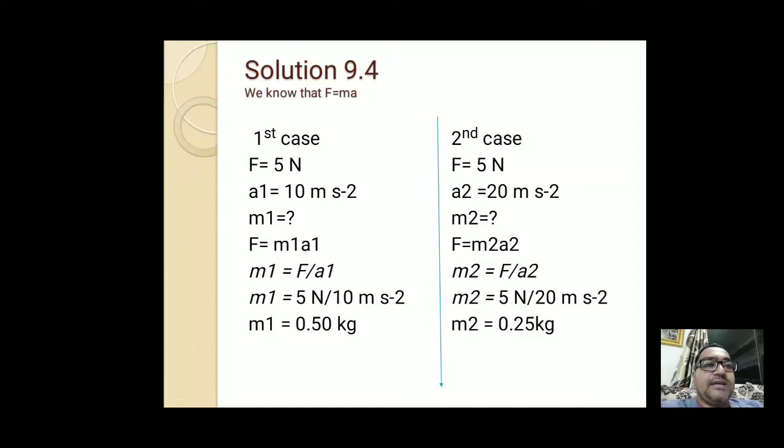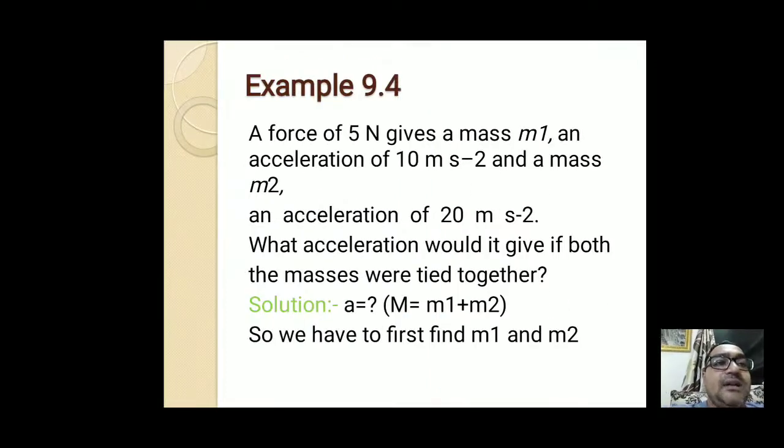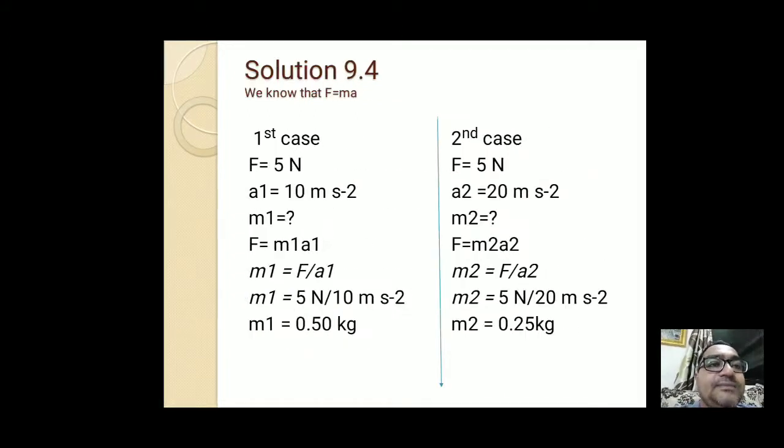In both the cases in the question, the force is the same. A force of 5 Newton is applied in case number 1 and case number 2. So in both the cases, F is equal to 5 Newton.